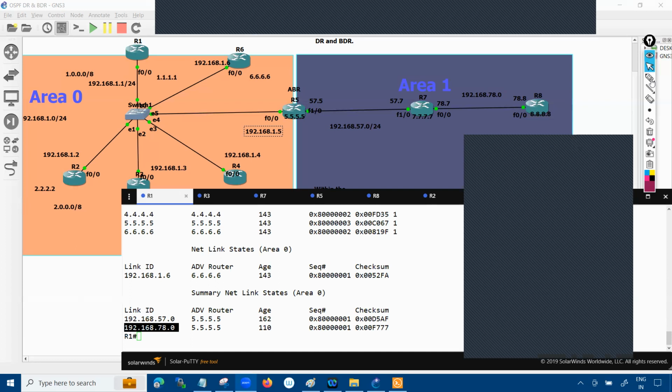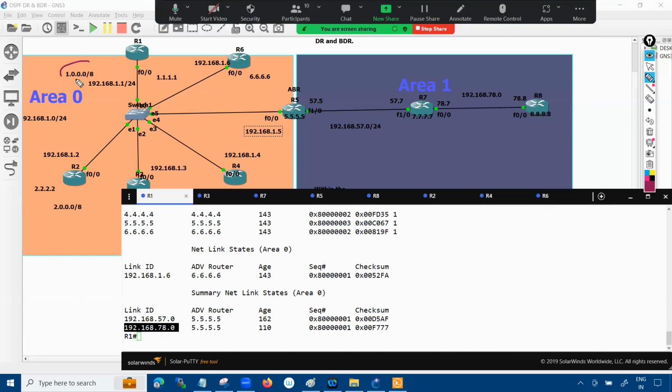So take an example: what happens if I advertise this loopback on router number 1? If I advertise this loopback on router number 1, it will behave like a separate network, or we can call it a separate prefix. So in that case, you will have another summary LSA on router number 8. Router 5 will generate two summary LSAs. One summary LSA will be for 192.168.1.0, which is this subnet. And another summary LSA will be for 1.0.0.0/8. The reason is that it is also considered a separate network.